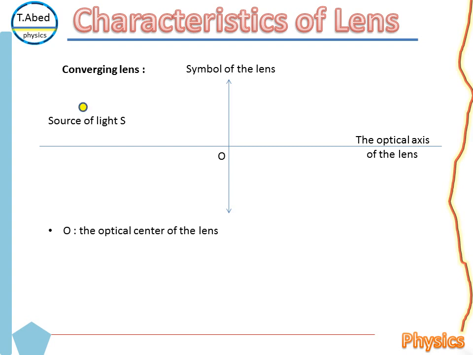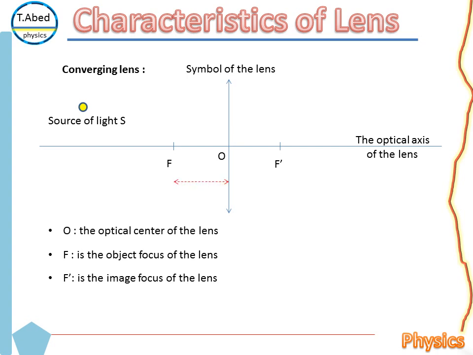باللانس في عنا two sides. السايد اللي بيكون فيه source of light راح يكون فيه الF. الF بنسميها the object focus of the lens. The other side بيكون فيه الF prime. F prime is the image focus of the lens.